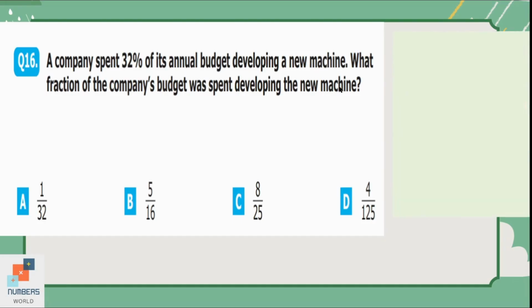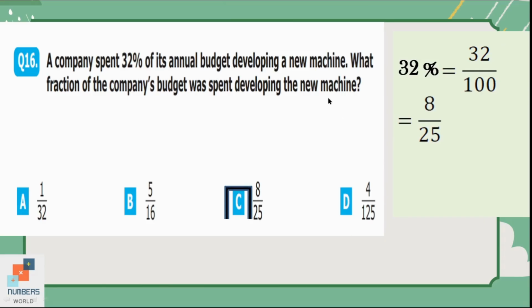So first of all, we are going to convert 32% into a fraction that is equal to 32 by 100. Now we will simplify this. Both numbers come in the table of 4. 4 8s are 32 and 4 25s are 100. So the company spends 8 by 25 of its budget to develop the new machine.